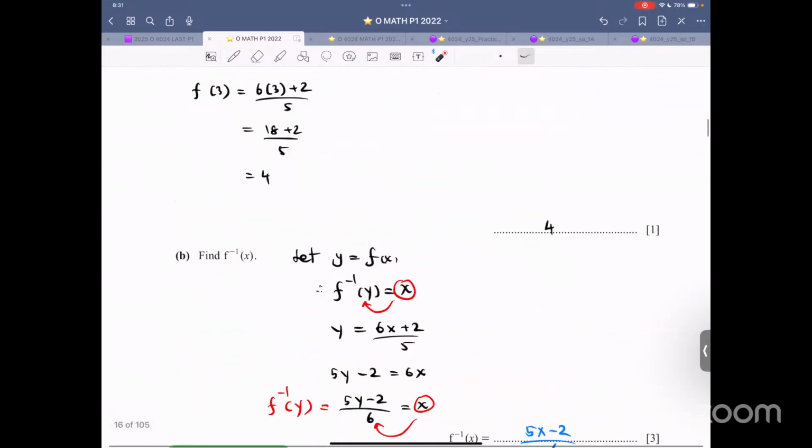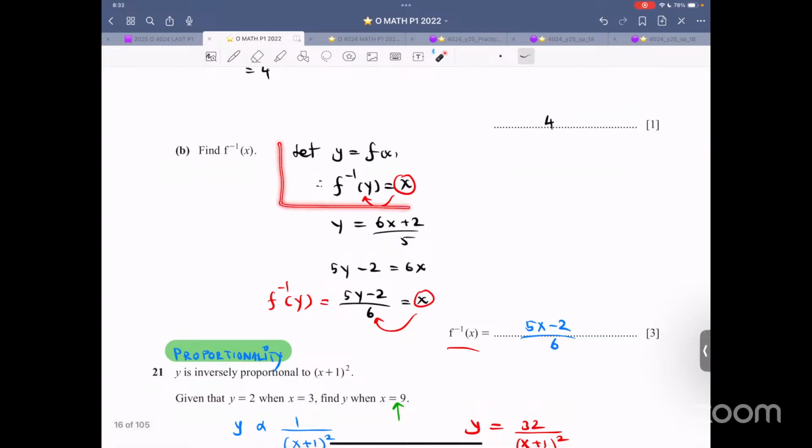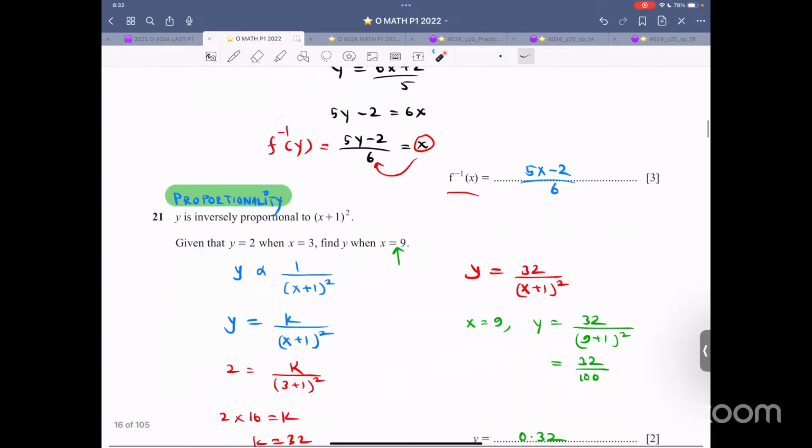Circle, we went over this. Inverse function, always write this thing. Let y equal f of x, f inverse y equals x, make x the subject. Once x is made the subject, replace it with f inverse y. And since we have a habit of writing in terms of x, so f inverse x.